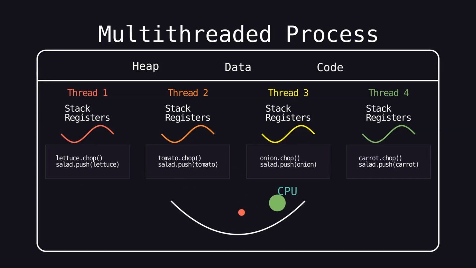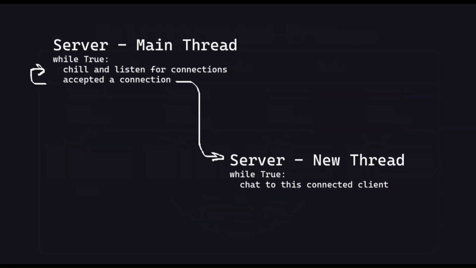The CPU switches really quickly between these threads, giving the appearance that they are running at the same time. This helps us immensely because when the server accepts a new client, we can start a new thread just for sending and receiving data for that connection. Meanwhile, the main thread is still listening for and accepting new clients at the same time.